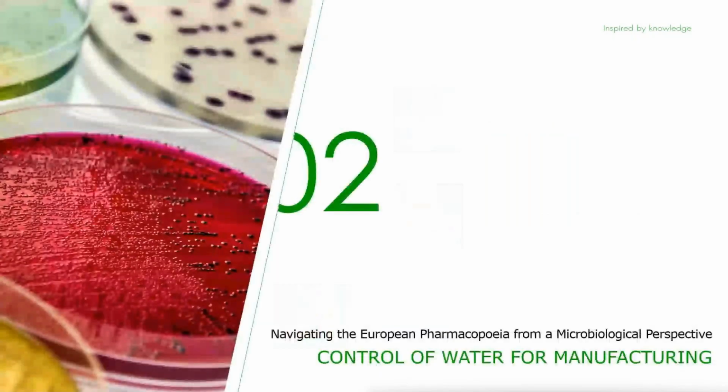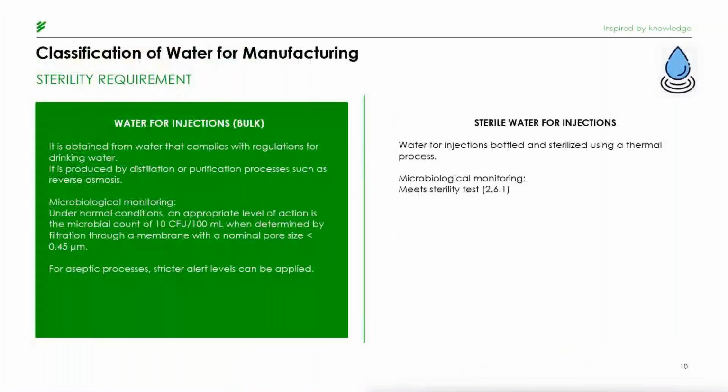We're going to begin with the control of water for manufacturing in pharma. The categorization of water for manufacturing will be divided based on sterility requirements and other uses. This will apply also on the final product control that we will see later.